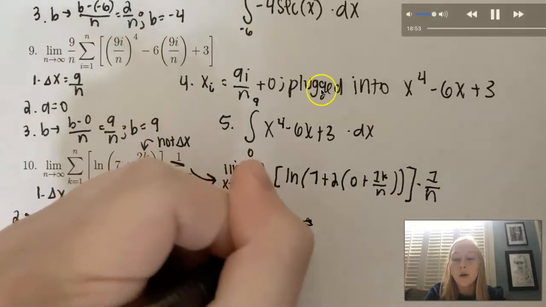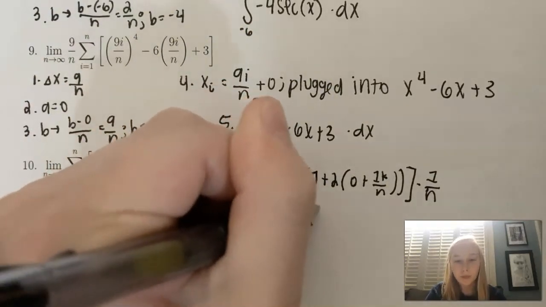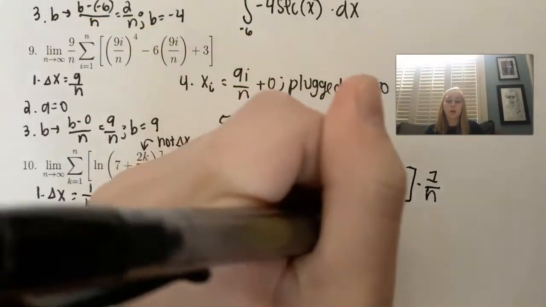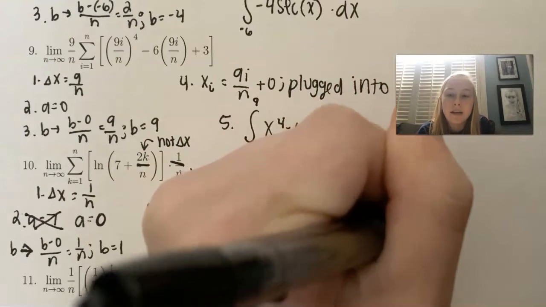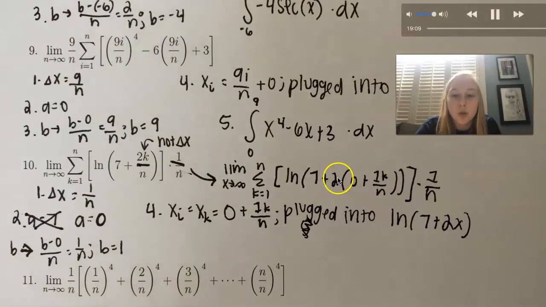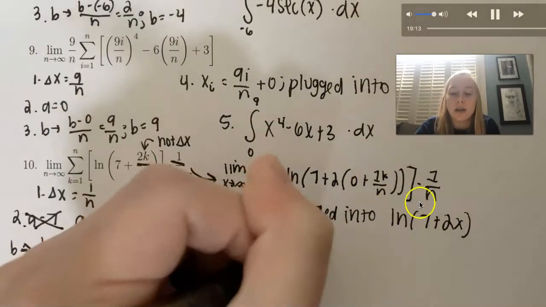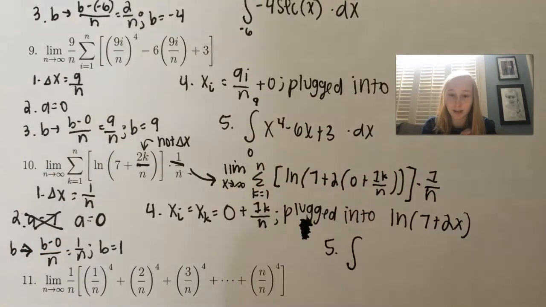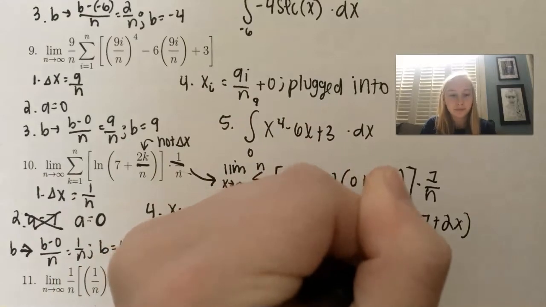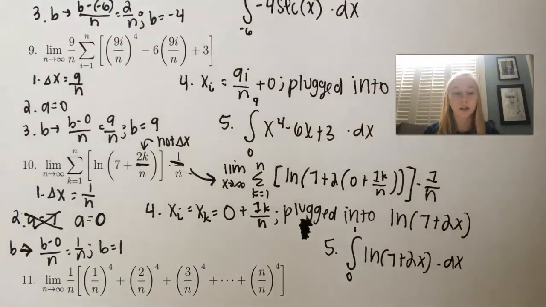And then finally, we have to figure out what the equation is. So this is plugged into ln of 7 plus 2x. This 2 is actually part of the equation. It is not part of the xi, or delta x. Cool, and that is your answer.